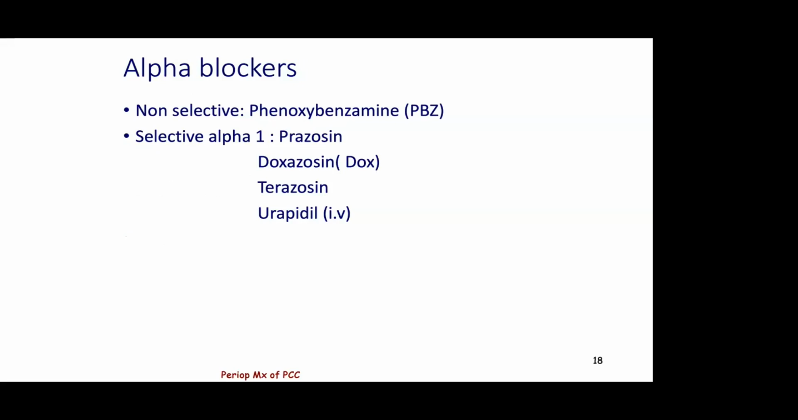Selective alpha-1 blockers are mainly prazosin and doxazosin. Terazosin and urapidil are not routinely used. Even doxazosin is not routinely used, except that I have just seen it in patients who come from the South African countries, where they use doxazosin instead of prazosin.